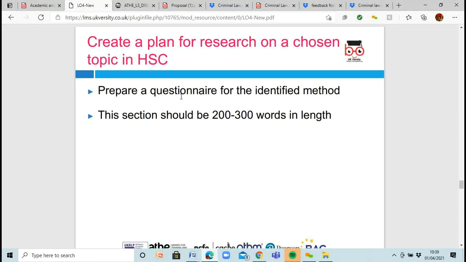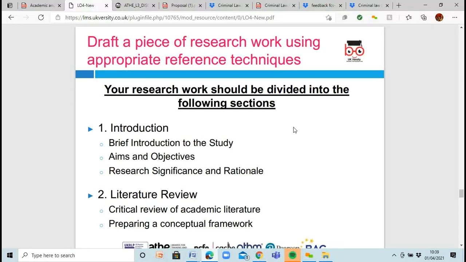So you're going to prepare a questionnaire. This will be included within your 4.2. Prepare a questionnaire for your identified research project. So about 200, 300 words. So it can be little, about 200, 300 words, and it's going to have the title on it and have all the different questions you're going to ask.